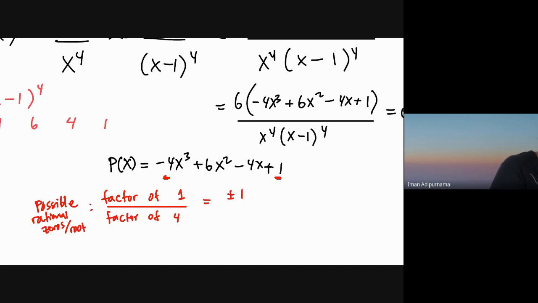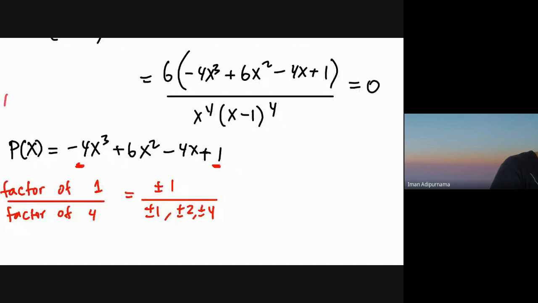This will be plus minus 1. This will be plus minus 1, plus minus 2, plus minus 4. So you will have plus minus 1, plus minus half, plus minus 1 over 4. This is the possible answer solution for the cubic.